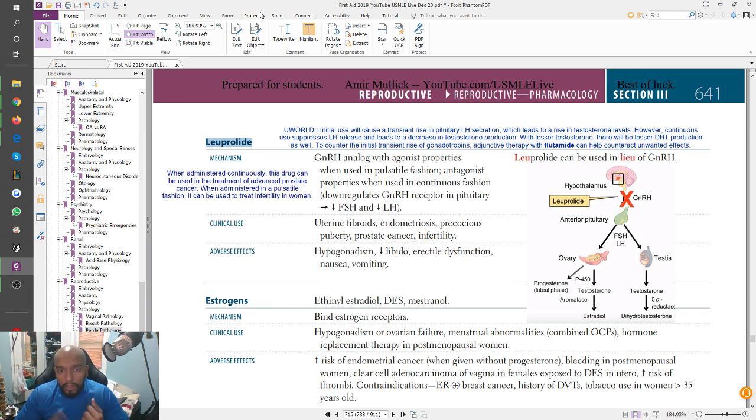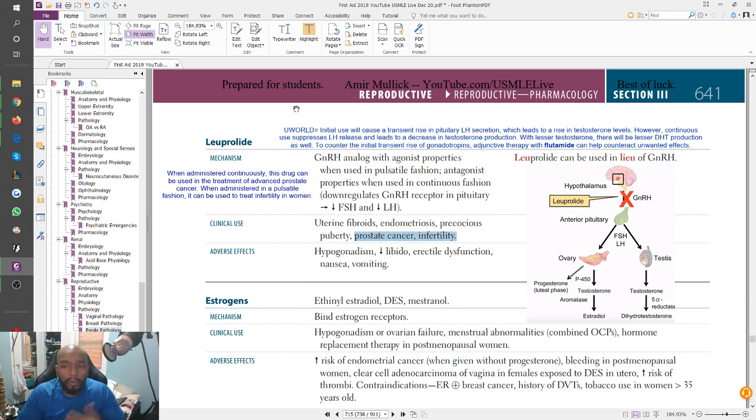So when administered continuously, this drug can be used in the treatment of advanced prostate cancer. When administered in a pulsatile fashion, it can be used to treat infertility in women. Right? So that's how this medication is extremely useful for these last two clinical uses, right? Prostate cancer and infertility right here. At the top I wrote, initial use will cause a transient rise in pituitary LH secretion, which leads to a rise in testosterone levels. However, continuous use suppresses LH release and leads to a decrease in testosterone production.